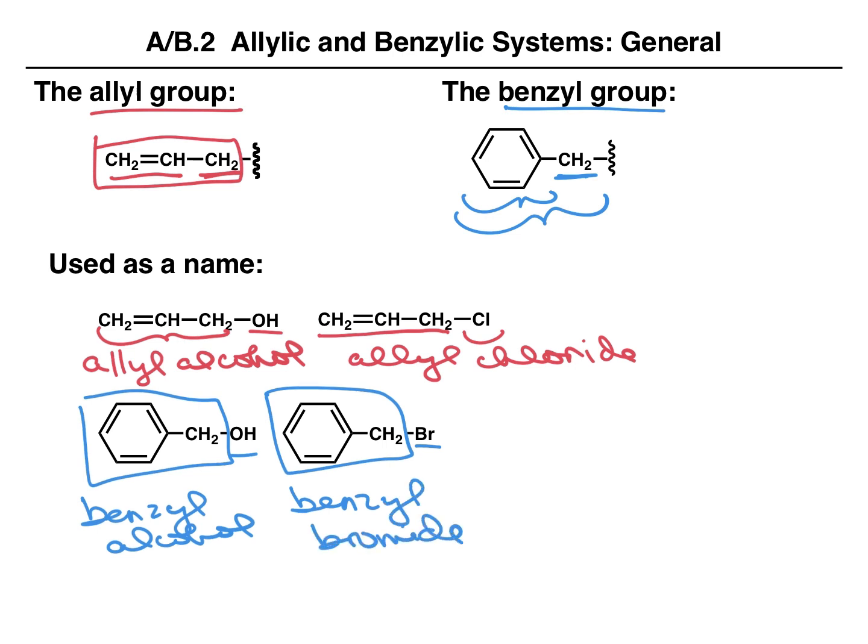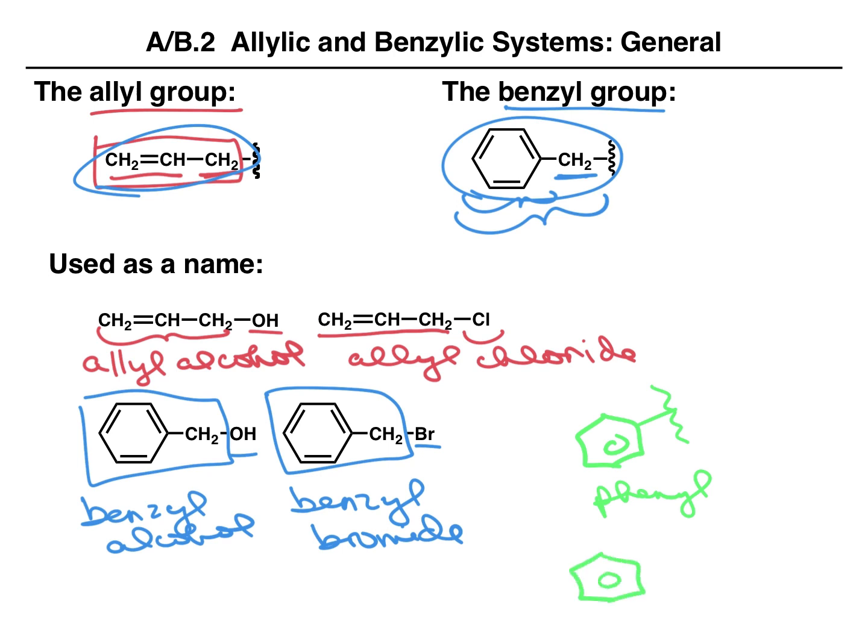So it's important to be able to recognize an allyl group as well as a benzyl group. Now, in contrast to a benzyl group, I wanted to remind you that this, as a substituent, is a phenyl group. So this would be phenyl bromide as opposed to this as benzyl bromide.